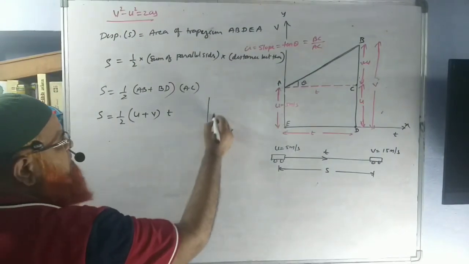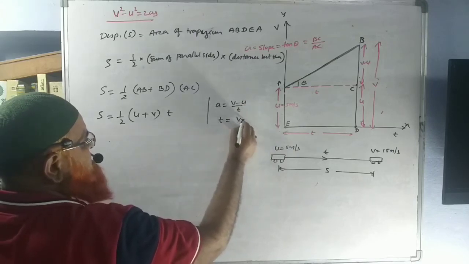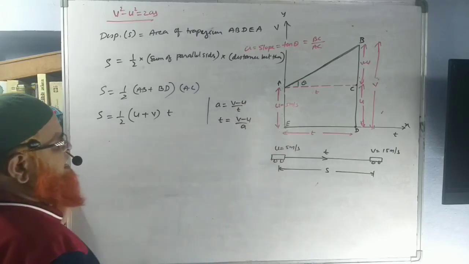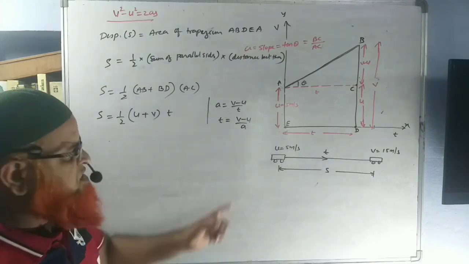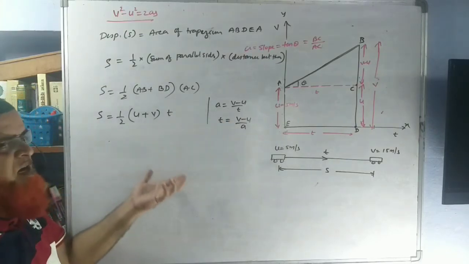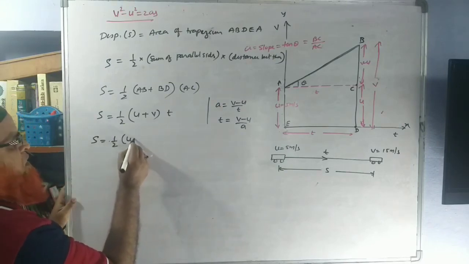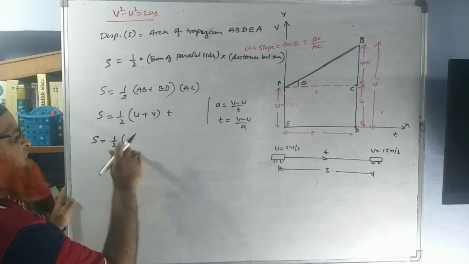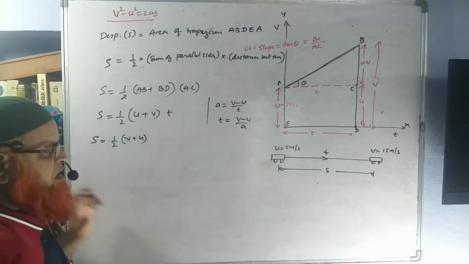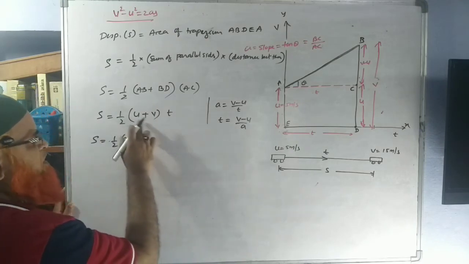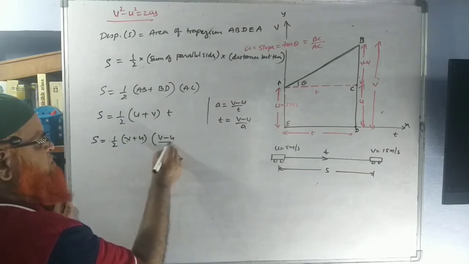Now, you know that A is equal to V minus U by T. That means T is equal to V minus U by A. So this is the formula for T here. We have got it from the general formula of acceleration. This T, if you substitute here, you will get the final equation, that is S is equal to half into U plus V, or V plus U, doesn't matter. I am writing in a particular order so that we can simplify it easily. So instead of writing U plus V, I am writing V plus U. T can be written as V minus U by A.